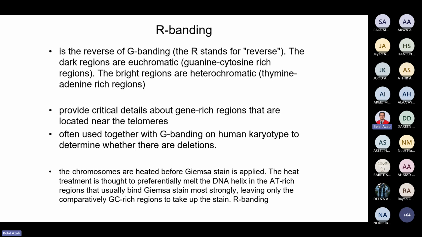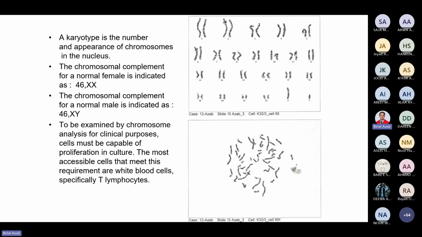So for example, if you see an abnormality with G banding, but it's too small, or you're not 100% certain that the band is deleted, maybe you can use reverse banding to see if, when you flip the color of the banding pattern, it would be more visible, right? So that is the R banding.